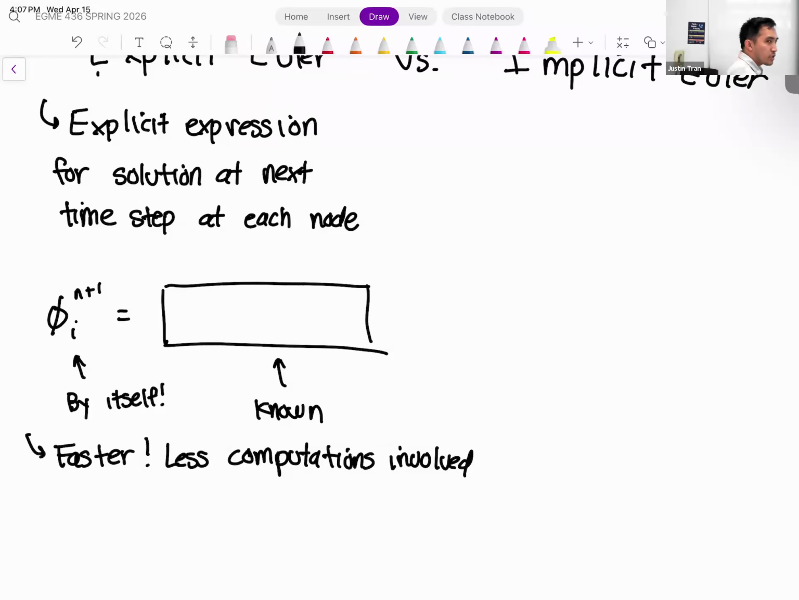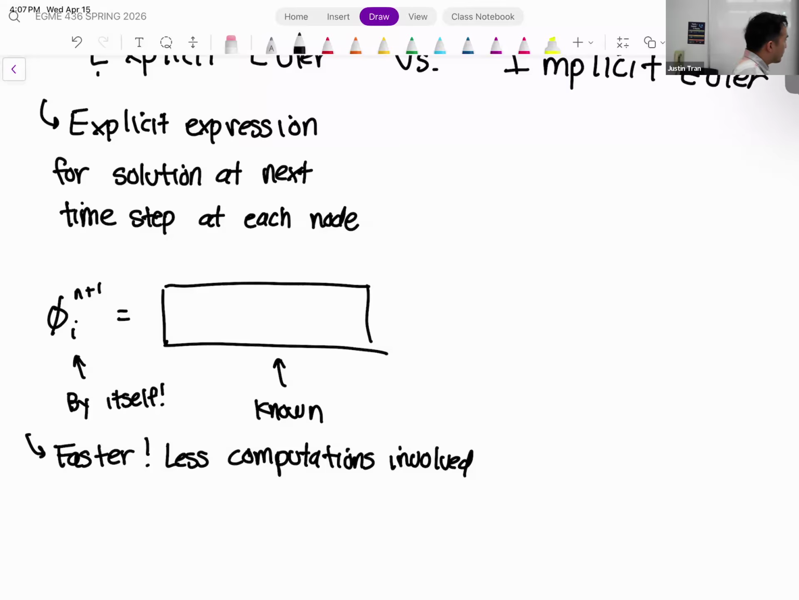So since you do have an explicit expression, there's no need for any kind of matrix set of equations, matrix inversion solution to a linear system of equations, none of that mumbo jumbo, right? You just form your expression and do addition, multiplication, subtraction, and that will get you your answer. Okay. So explicit time marching schemes are generally easier to implement.